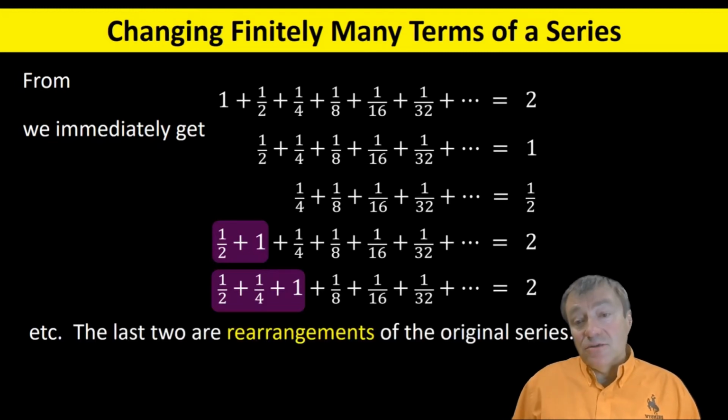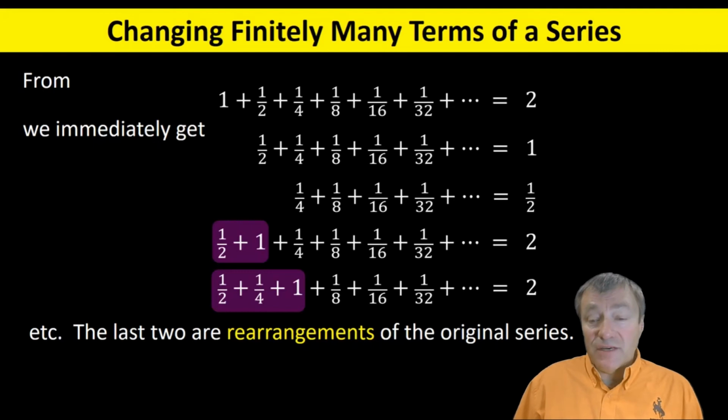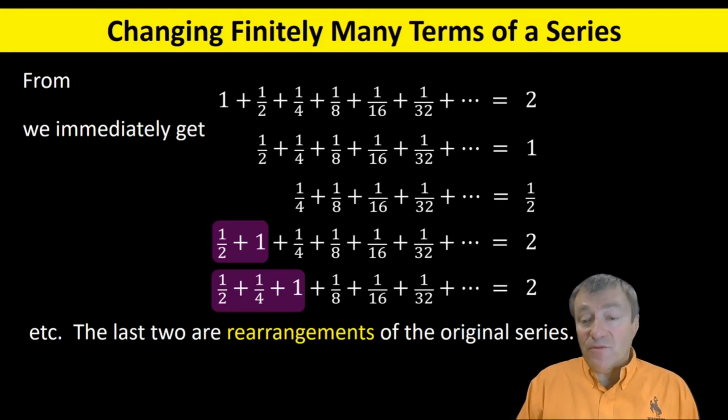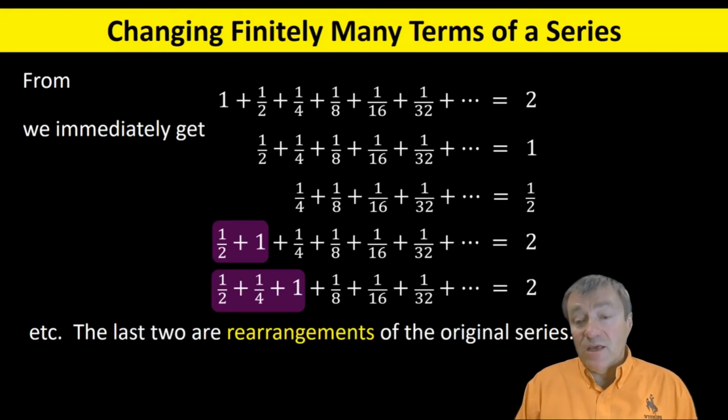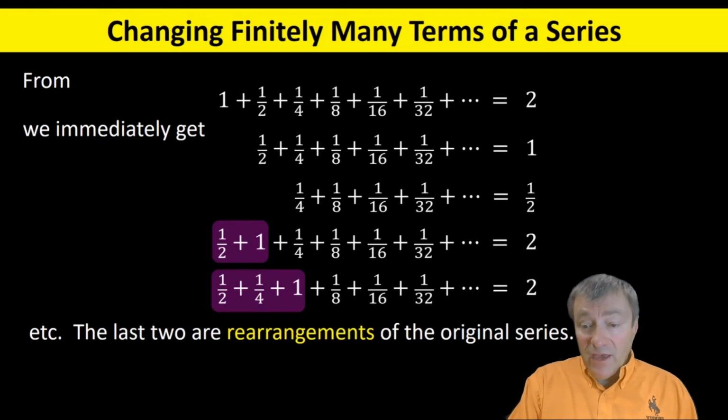Now, the last two examples of modifying series are what we call rearrangements of series. They're rearrangements of the original series. They're obtained by permuting the terms, changing the order. Now, a rearrangement can involve permuting a finite number of terms, but you also have rearrangements that permute an infinite number of terms. And then it really becomes an issue.